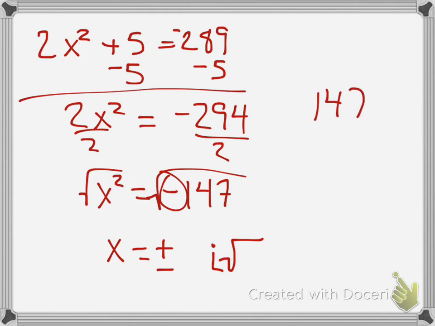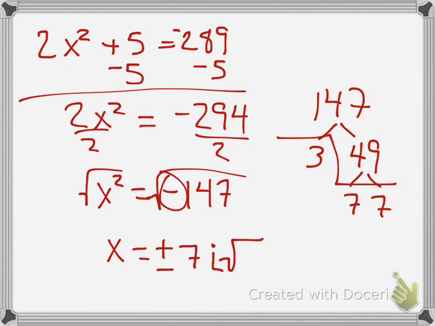Okay, so I'm going to break down 147. Well, 2 doesn't go into that. 3 does. 3 goes into it 49 times. Oh, that was nice. And then 49 is 7, 7. So then I can say 7, because that's a pair of 7's, square root of 3. So 7i square root of 3, plus or minus.